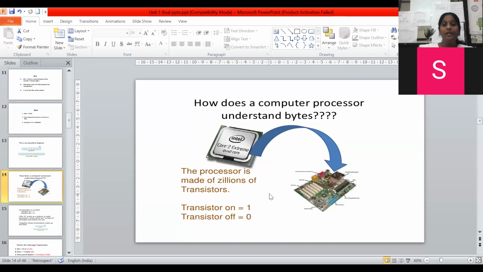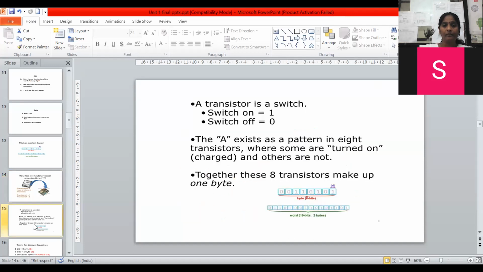For example, I want to store 8 bit data, then I am supposed to use 8 transistors for that. Okay. Next, a transistor is a switch: on, 1 is there, switch off, 0 is there. Okay. Then there exists a pattern for the 8 transistors.